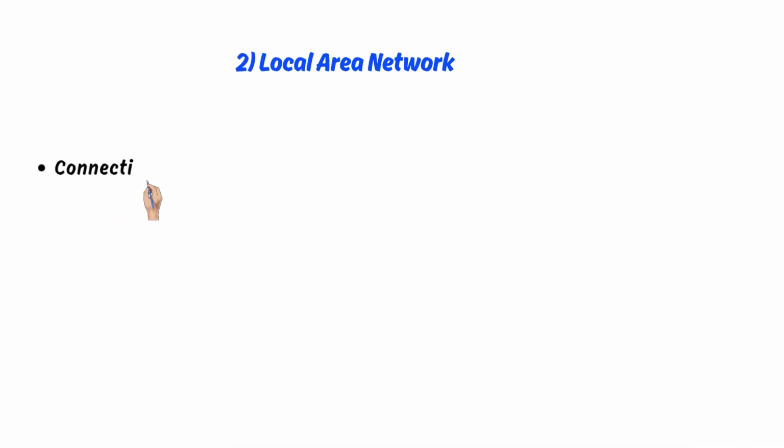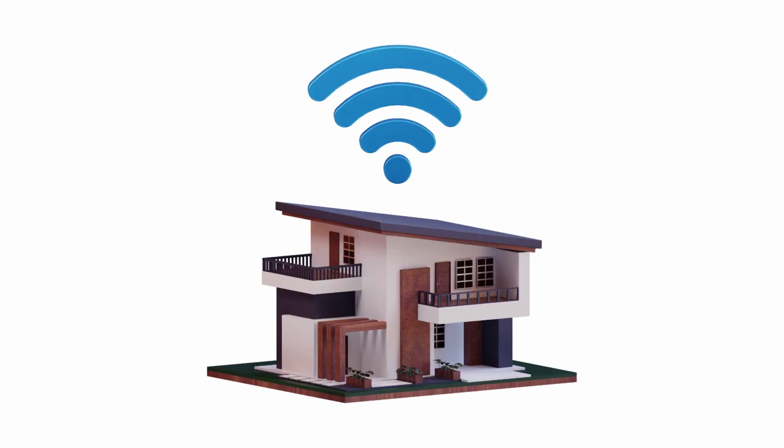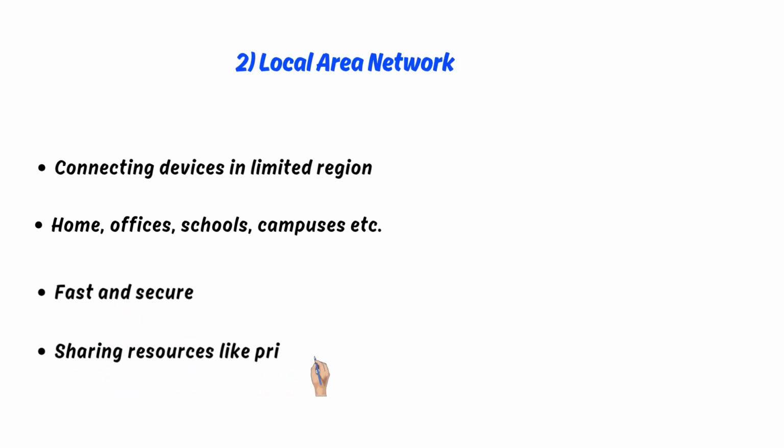Next up we have LAN, a local area network. This type of network is used within a limited area like a home, office, school, or small building. All the computers and devices in a LAN are connected usually by cables or by a Wi-Fi network. A great example of a LAN can be a school computer lab or the Wi-Fi you use at home. LANs are fast, secure, and great for sharing resources like printers and files.